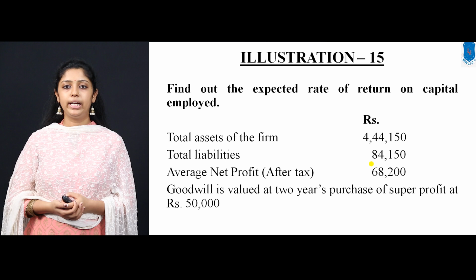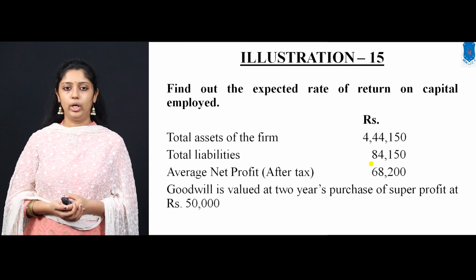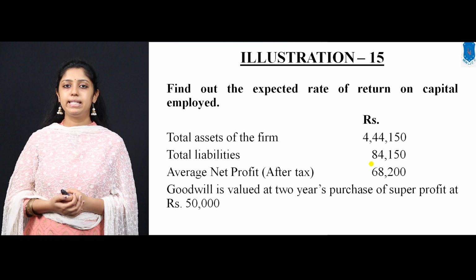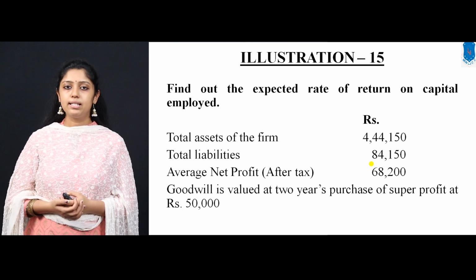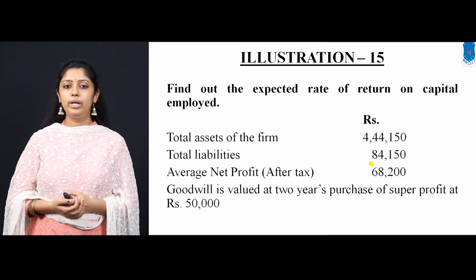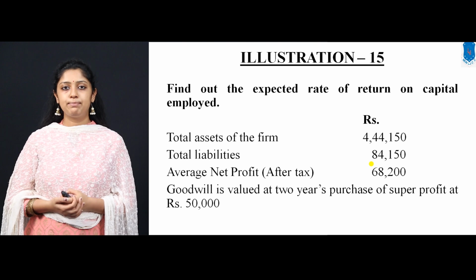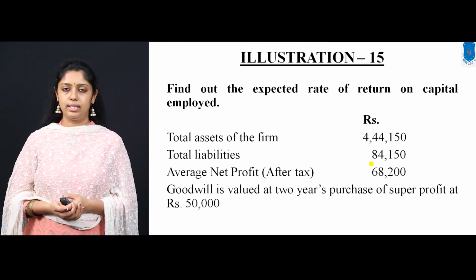Find out expected rate of return on capital employed. Total assets of the firm 4,44,150. Total liabilities 84,150. Average net profit, that is after tax, amounted to rupees 68,200. And lastly, goodwill is valued at 2 years purchase of super profit at rupees 50,000. We will solve the question as per the information available to us.